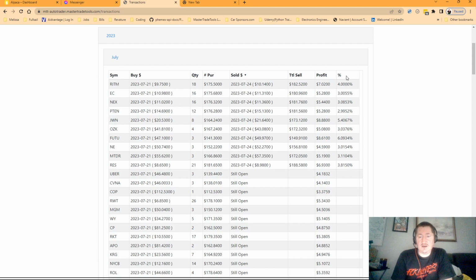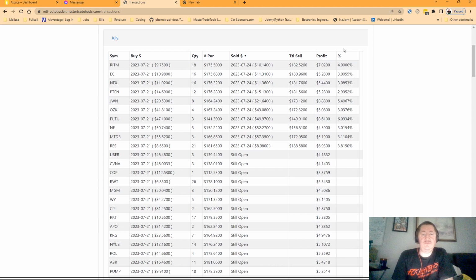Then you're going to see some really high profit percentages here. Keep in mind, those are for that particular position. That is the percentage of profit you made on that position. A lot of work has gone into the accounting for this to make sure that it's accurate and you can actually use it at the end of the year if you need to send it to your accountant for tax purposes.